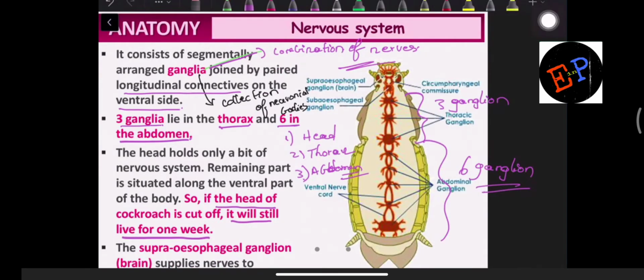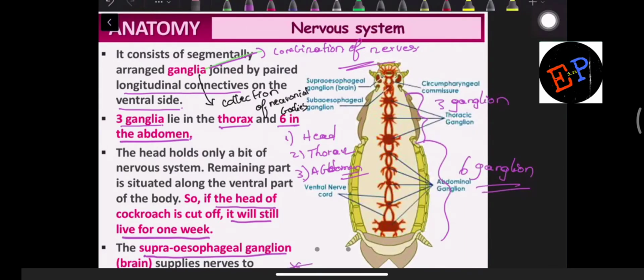Even if you cut the head of a cockroach, it has the ability to live for some 6 to 7 days, because the major part of the nervous system is not connected to the head. It is connected only to the ventral region. That is the reason why it can survive even for 1 week after its head is cut off. So the supraesophageal ganglion, which is connected to the brain, supplies nerves to the antennae as well as the compound eyes.